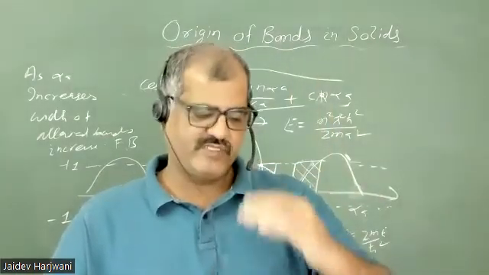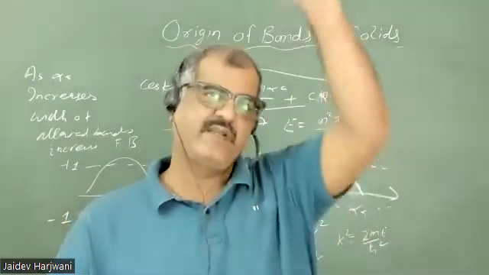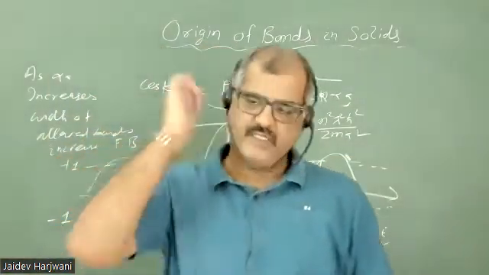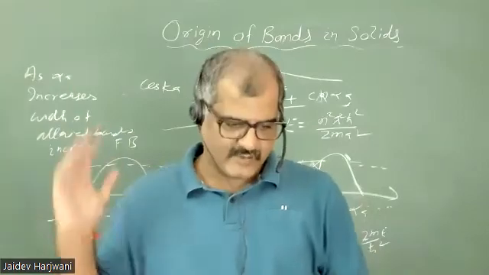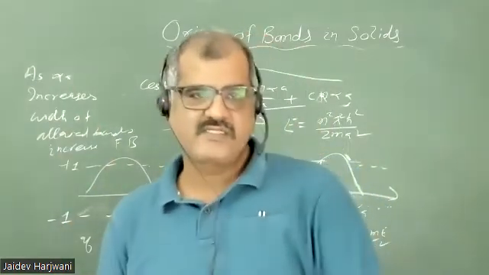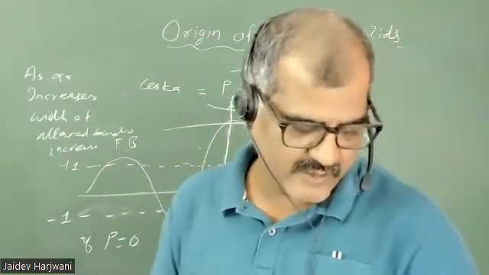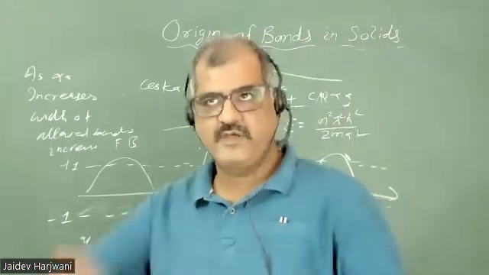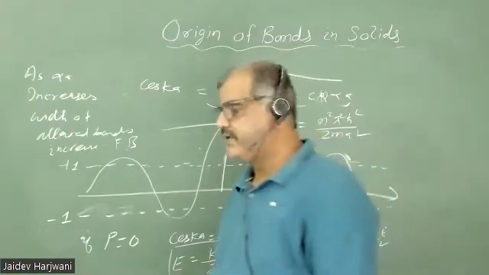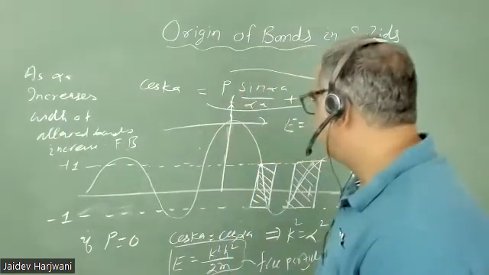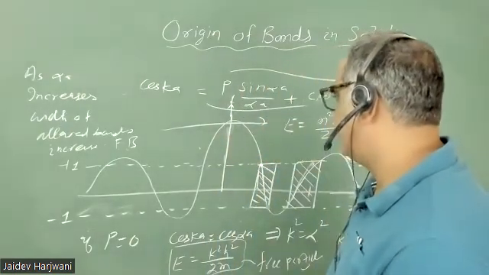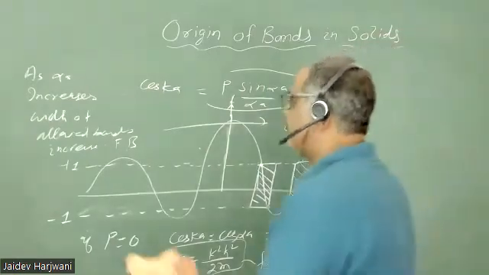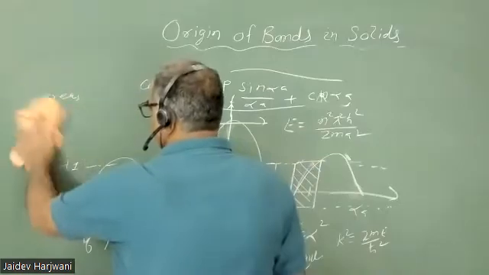So when you move from lower bands to higher bands, these bands become wider. I will talk about this when I discuss the tight binding approximation, which deals with the concept of why the higher bands are wider. So these are some features of this graph.